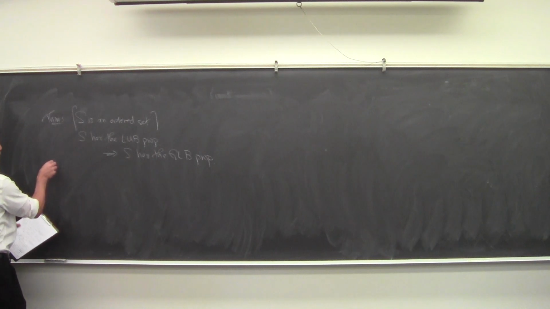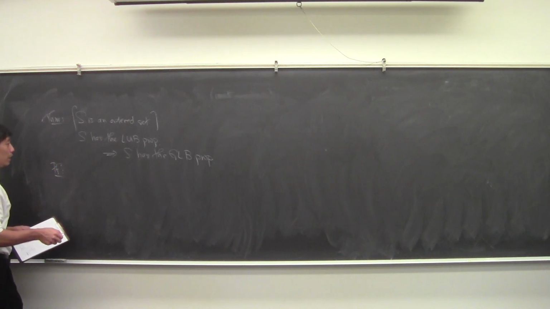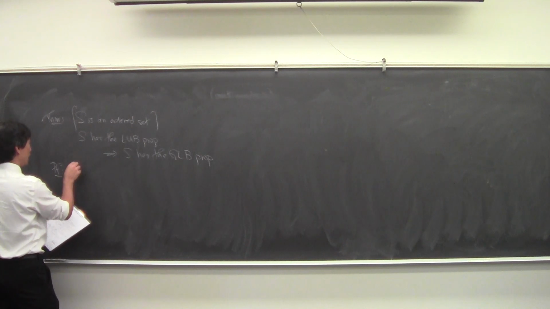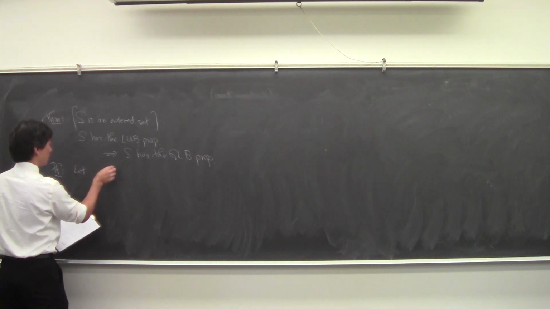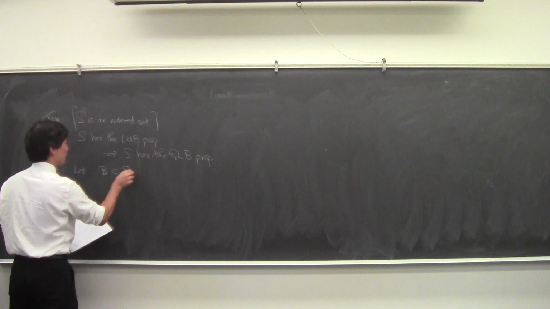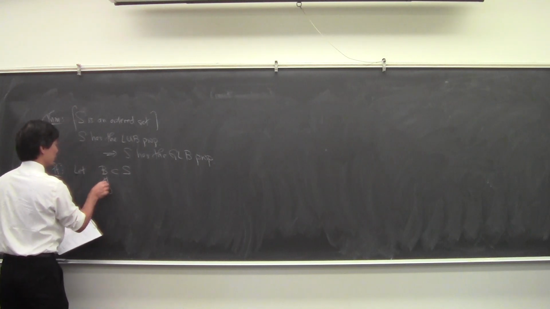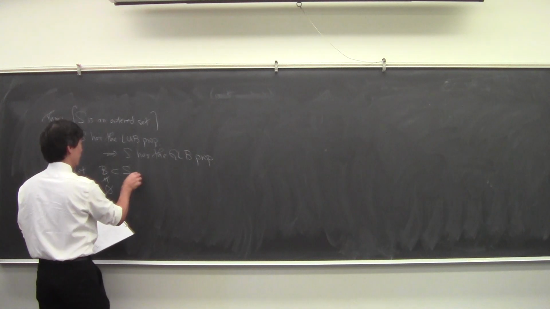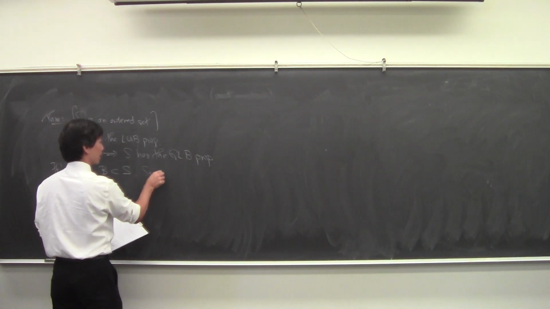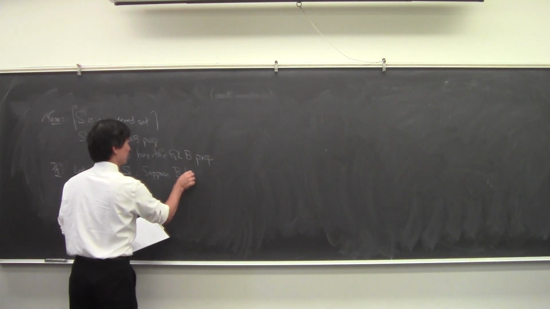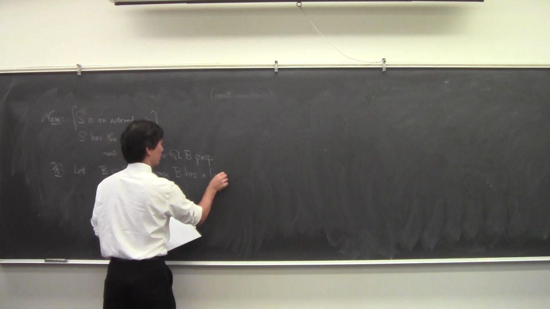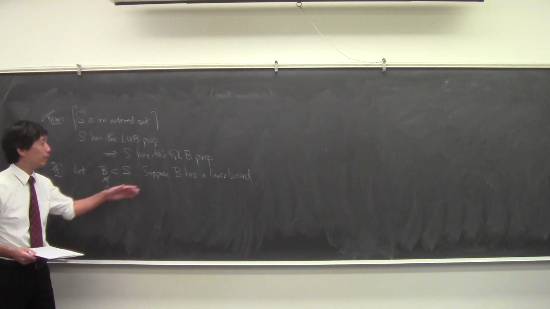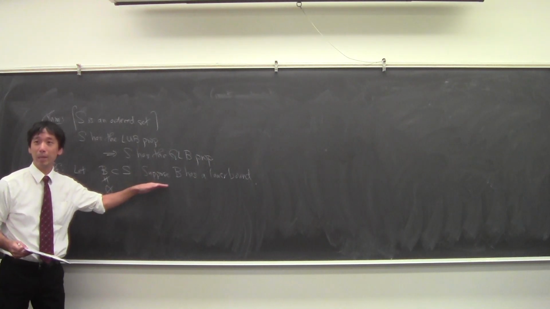Okay, and the proof, you recall, was just to set things up: suppose you have some subset B of S, and it's a non-empty subset of S, and suppose B has a lower bound. We want to show that B has a greatest lower bound.